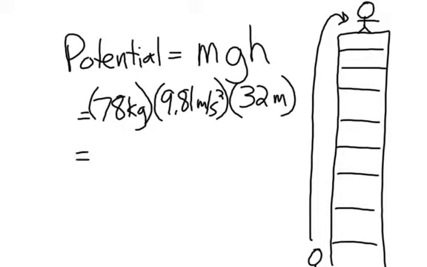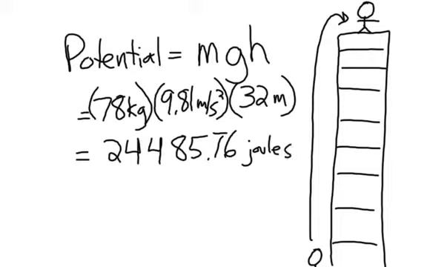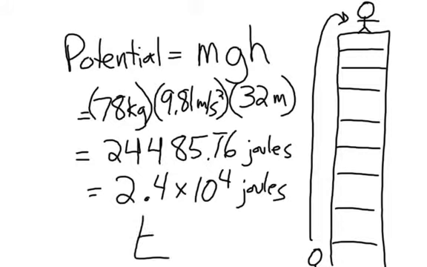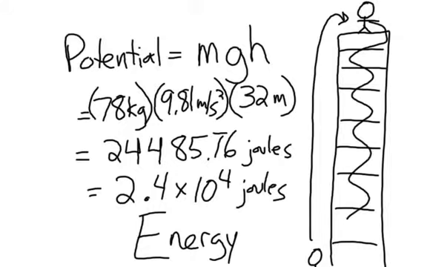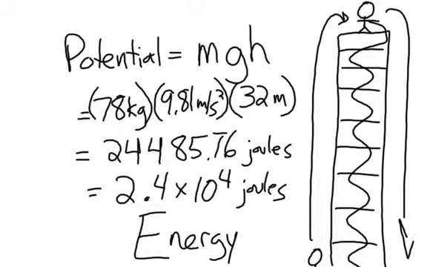And so if we simply multiply those all together, we get 24,485.76 joules, and if we do significant digits, that's 2.4 times 10 to the fourth joules of energy that my body has at the top of a building. And as long as I stay at that top of that building, I can use that on the way down. I don't want to jump off the top because I don't think I'd be able to make it.